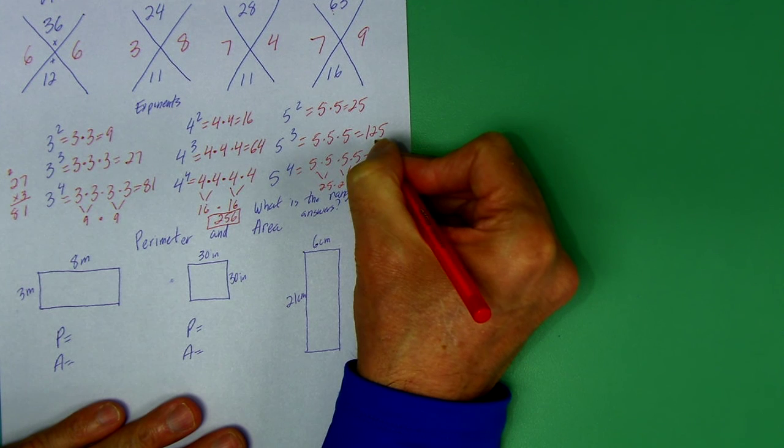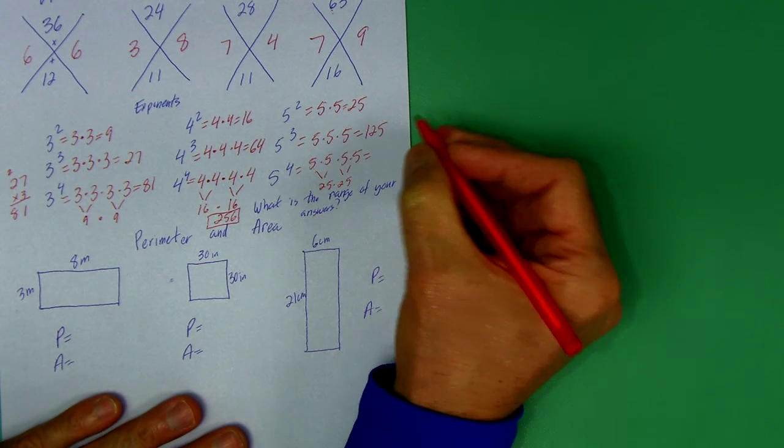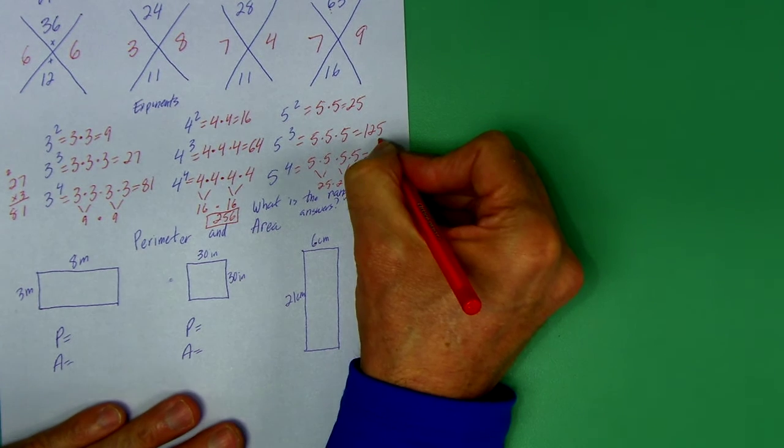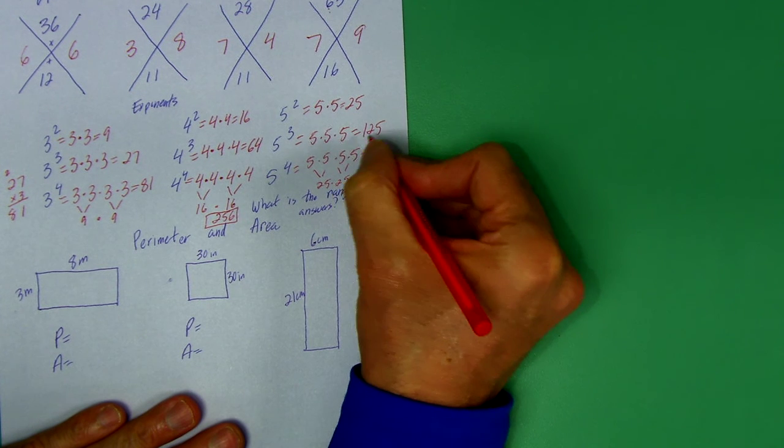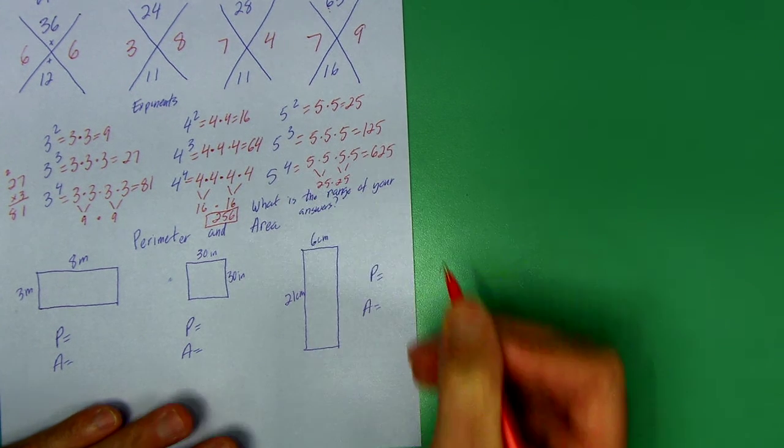Or you could say 5 times 125. That's $5 and 5 more quarters. $5 is easy, it's $5. 5 more quarters is another $1.25. So 5 times 125, or 25 times 25, ends up being $6.25.